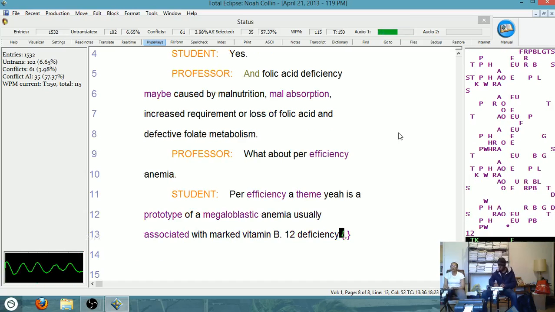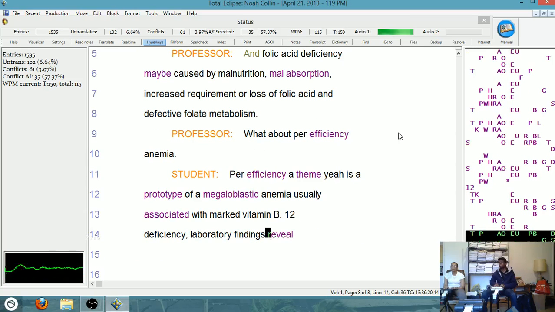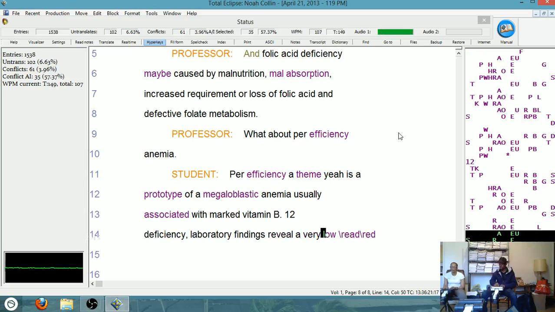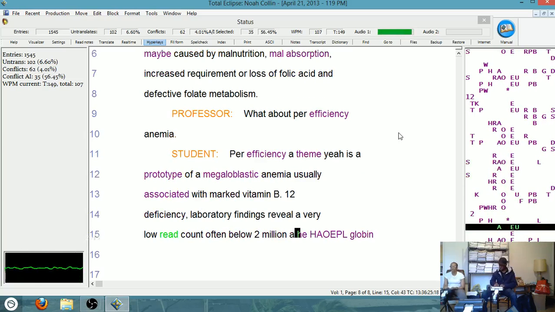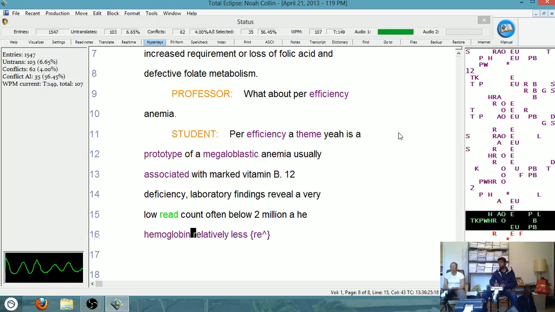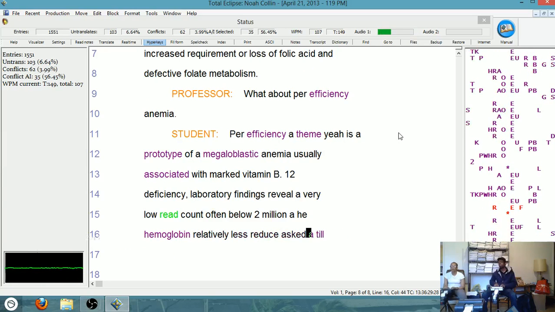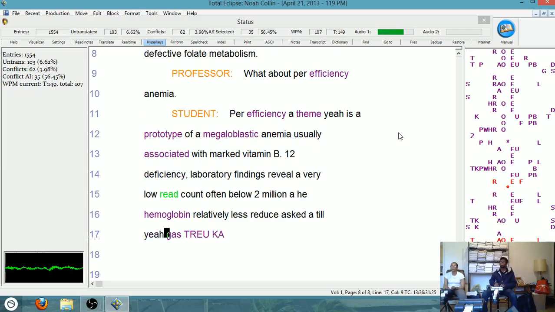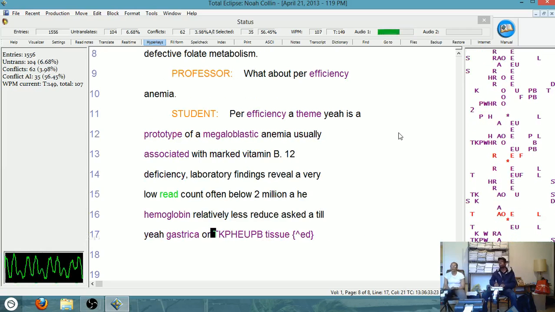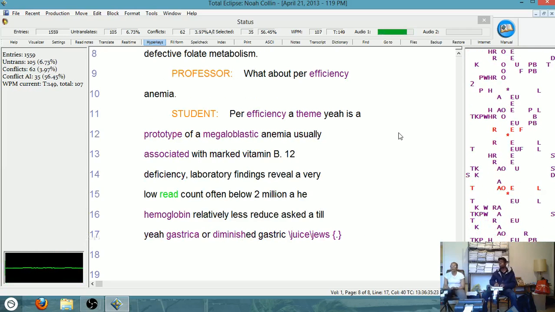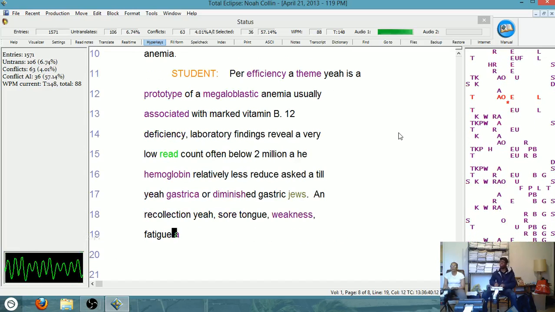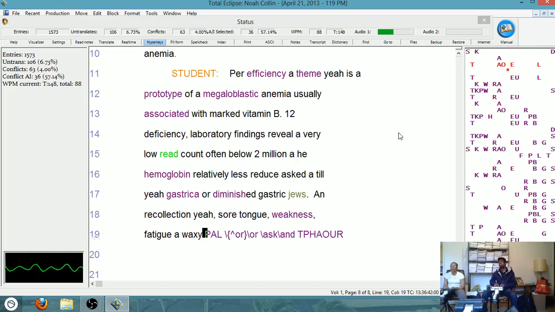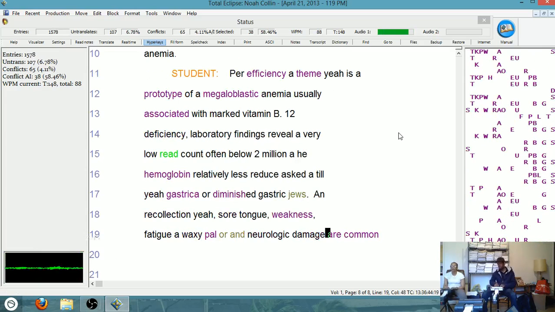Laboratory findings reveal a very low red count, often below 2 million, a hemoglobin relatively less reduced, and achylia gastrica, or the absence of or diminished gastric juice. Anorexia, sore tongue, weakness, fatigue, a waxy pallor, and neurologic damage are common clinical manifestations.